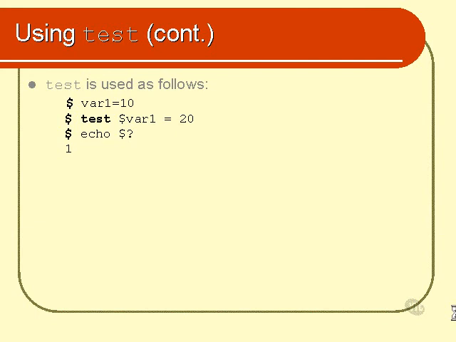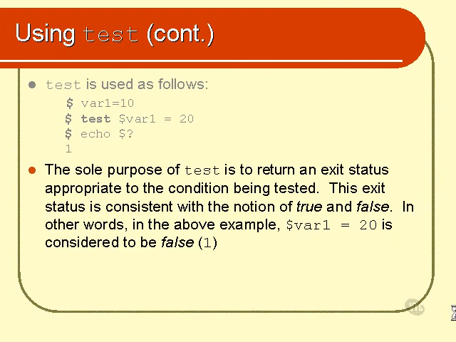Now the sharp ones amongst you may be already guessing where this is going. So what we can do is we can think of this exit status as a true or false value. This is where true and false really start to come into play, and this is the first time that they actually do. In the above example we say, well, var1 equals 20, that is a test, that is a comparison test. So the statement var1 equals 20 is either true or it's false, and test will return an exit status appropriate to that particular true-false value.